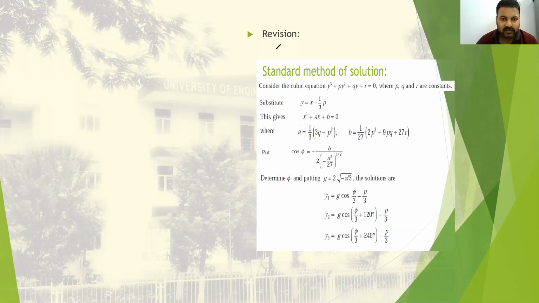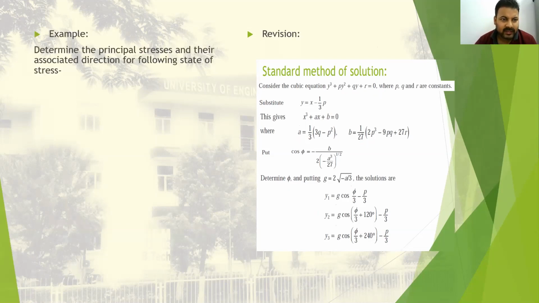So let's see how we can use it in our concepts. Let's take an example. It is required to determine the principal stresses and their associated directions for the following state of stress. Means for this state of stress, we have to determine the principal stresses, and also the associated direction cosines in order to define that plane.